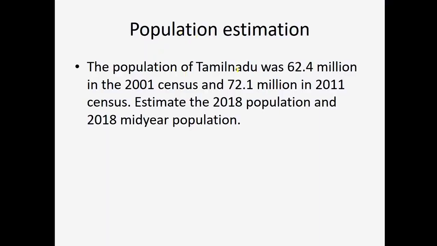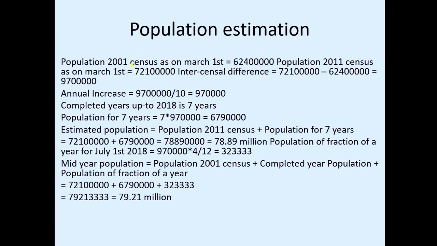Population estimation. The population of Tamil Nadu was 62.4 million in the 2001 census and 72.1 million in the 2011 census. Estimate the 2018 population and the mid-year 2018 population. So we need to calculate the population like this. From 2001 to 2011, how much was the increase? That is for 10 years, so the average increase per year is calculated. Then we calculate how much it will increase over the next 7 years, and add that number to the 2011 census to get the result. For the mid-year population, we calculate again: for July 1st, we need to add the corresponding fraction of a year's increase.